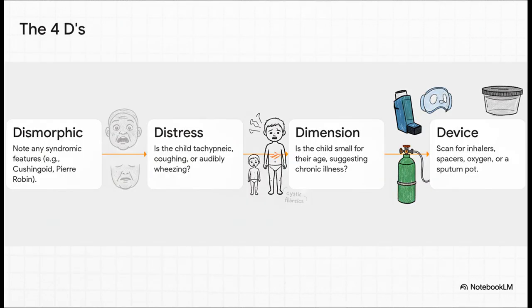Dysmorphic. Are there any syndromic features? Distress. Is the child clearly struggling to breathe, maybe breathing really fast? Dimension. Do they look small for their age? That could hint at a chronic illness like cystic fibrosis. And finally, device. This one is huge. Scan the room. Is there an inhaler, an oxygen tank, a sputum pot? Missing something like that is such a classic, easy mistake to make, so always look.